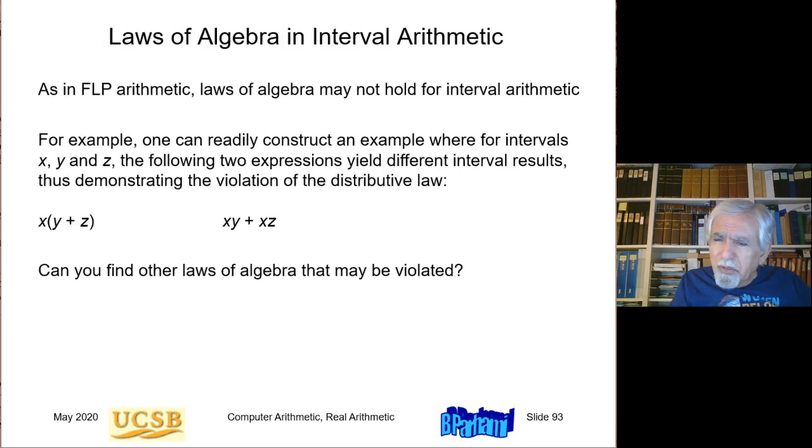Laws of algebra also do not apply in interval arithmetic. So, for example, if x, y, and z are interval variables, if you first add y and z and then multiply by x, versus x times y plus x times z, you can get totally different result intervals. Okay, so it doesn't matter which one you use, and one may be more precise, leading to a narrower interval than the other one.